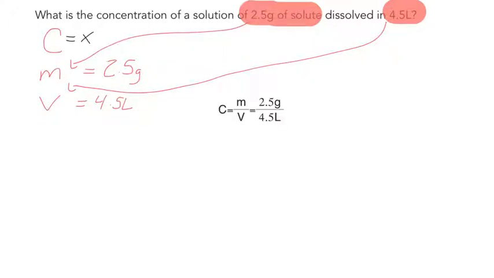So our first step is to write down our equation. We know that our equation is concentration is equal to mass divided by volume. And now our next step is to plug in the numbers. So we replace M with 2.5 grams and we replace V with 4.5 liters.